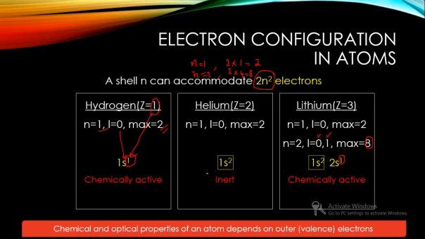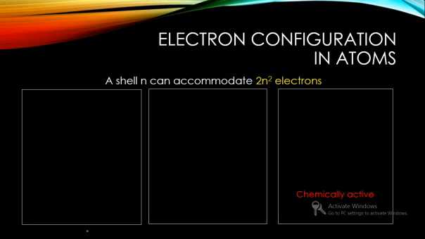So here you can see that the chemical nature of the atom will depend upon the number of electrons in the outermost shell, which is called valence electrons. So the number of valence electrons will decide the chemical or optical property of an atom. We can see similar electronic configuration for other atoms also.